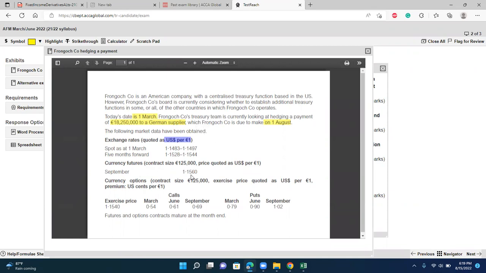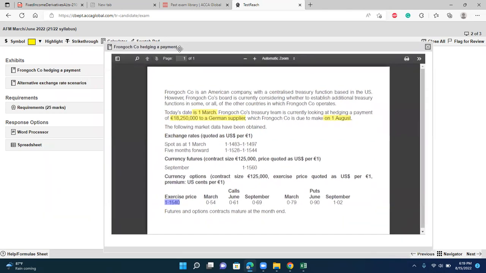Okay, currency future is given 1.156. Currency option is given, exercise price is 1.1540. So this exhibit is for A part. It's a very normal question. Nothing is wrong. Nothing is difficult.